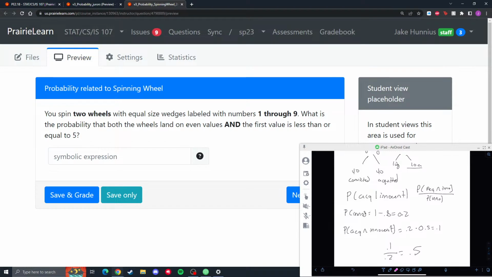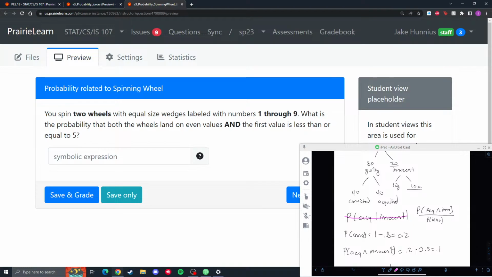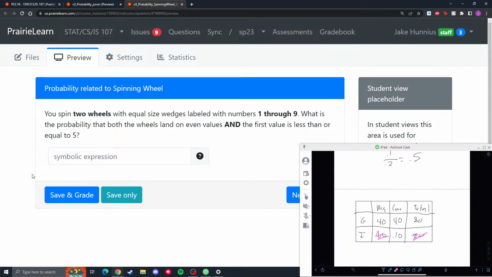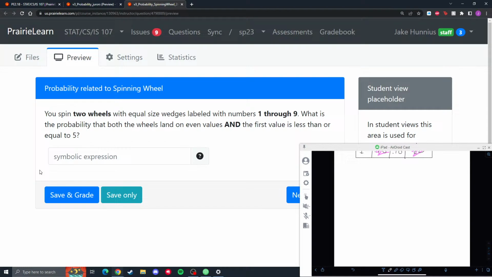You can rearrange it a little bit, but I did the P of A, and P of acquitted given innocent is equal to the probability of acquitted and innocent over the probability of innocent. Yeah. So do you want me to go over using the formula, or do you want me to go over a table or a tree or whatever you think was best?